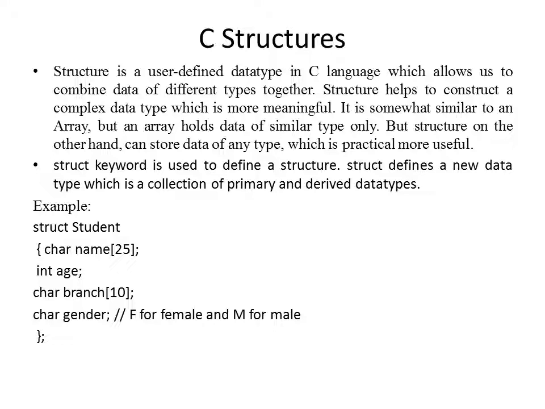So I am repeating again. Struct is the keyword which is used to define the structure. Then we will take some structure name. Here we have taken student. Then we will start the curly braces and end with the closing curly brace, with the semicolon. And inside those curly braces we can take the various members or elements of the structure. We have taken 4 elements of different type. First is name, second is age, third is branch, fourth is gender. Of these 4 members, 2 are of character array type, one is of integer type, and one is of char type.